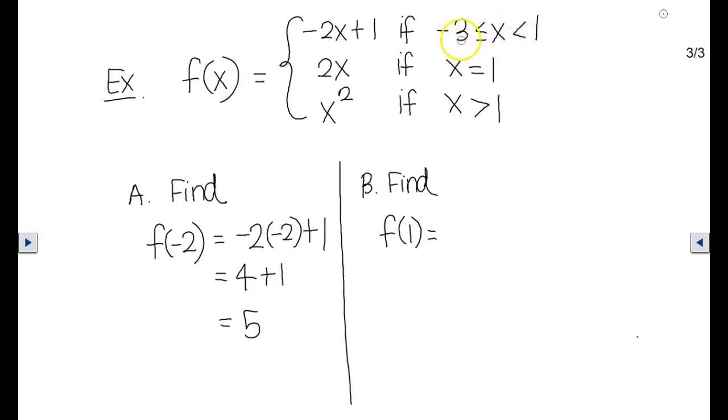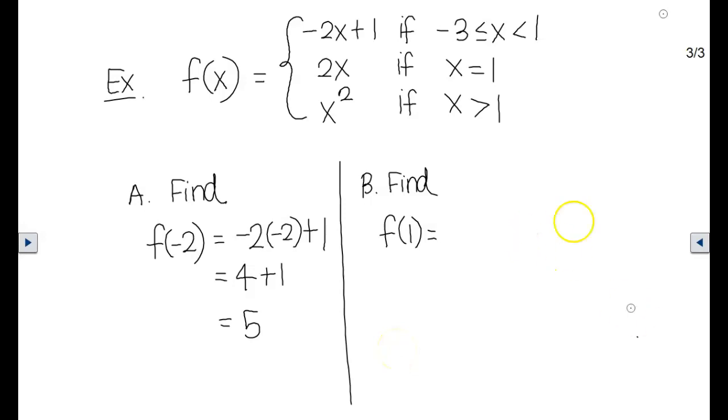1 would work with the negative 3 part. Negative 3 is less than or equal to 1, but 1 is less than 1 is not true. So I don't want to use the first piece of the function because 1 doesn't fit its domain. All right, the second domain says x is equal to 1. What about my number? Is 1 equal to 1? Yes. So piece number 2 is what I would use to find f of 1 because the 1 fits its domain.